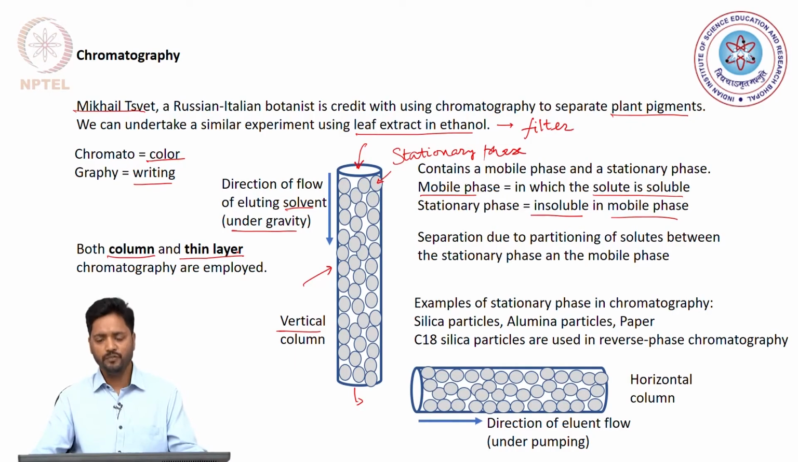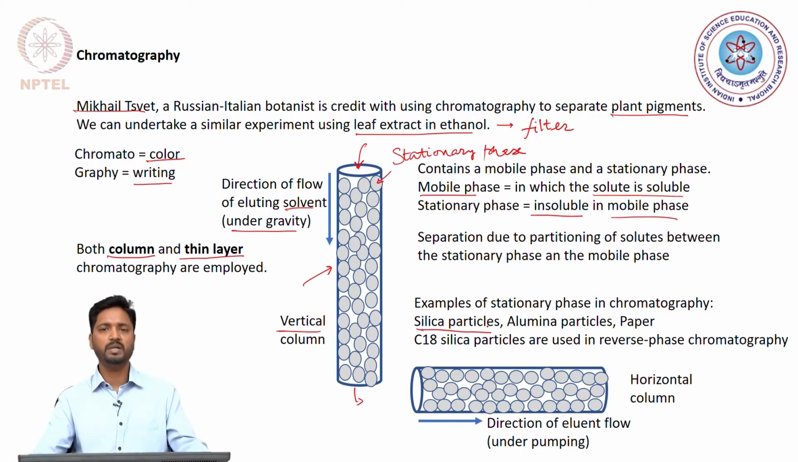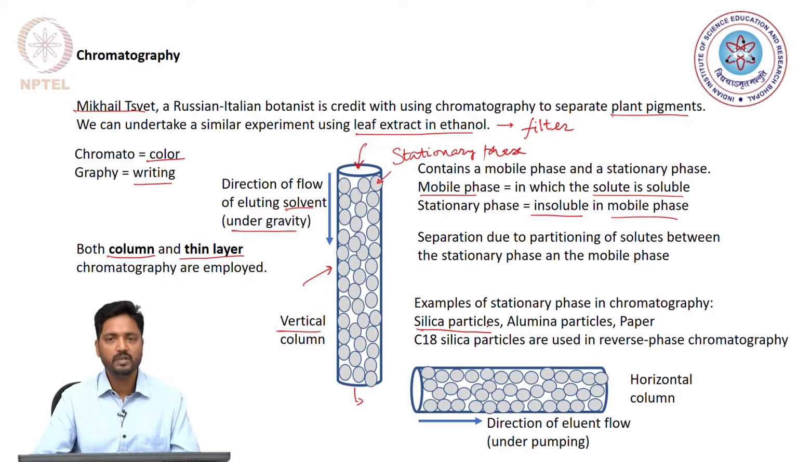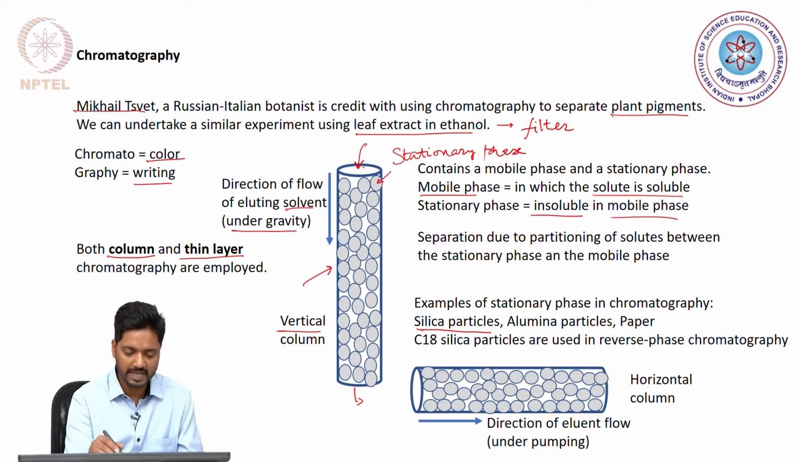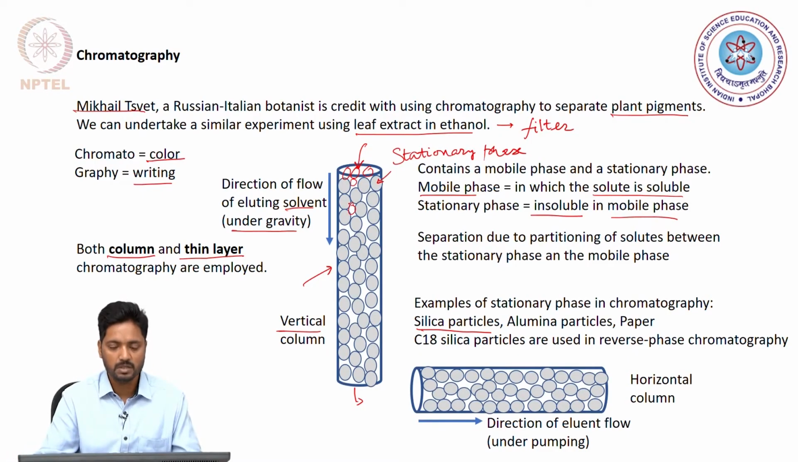Now, stationary phases can be of various varieties, they can be silica particles, and this is the most commonly utilized stationary phase in column chromatographies. So, particles of different mesh size are used. They are packed into this column very tightly, and the solute is then passed through this column and separated.